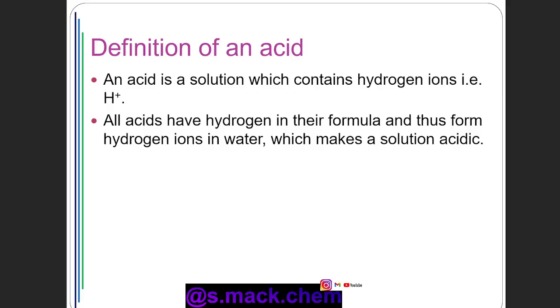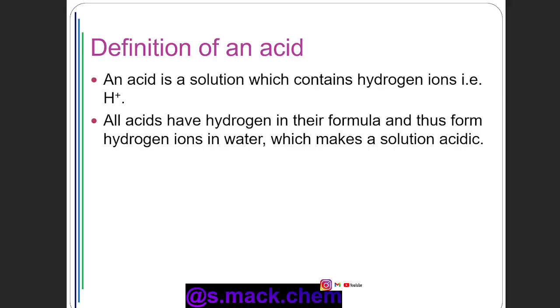I'm going to go through the definition of an acid with you, and you're going to have to take it with a grain of salt that this is the definition and it will make more sense later on. So an acid is defined as a solution which contains a particle called a hydrogen ion. So if a solution contains hydrogen ions, it is the presence of the hydrogen ions that makes the solution acidic.